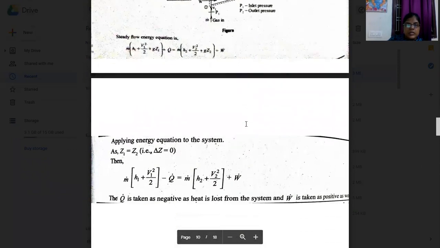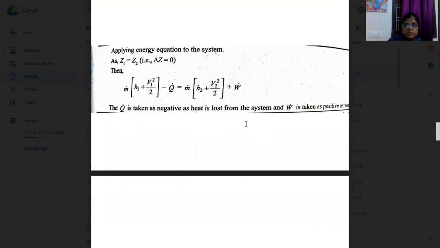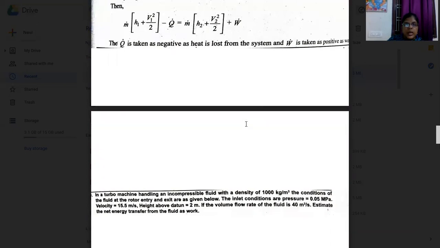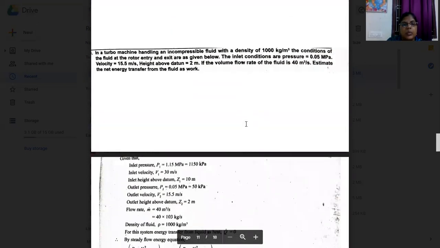The work equation we got for the turbine is the same for the compressor also. Next, we look at some problems. In a turbo machine handling an incompressible fluid with a density of 1000 kg per meter cube, the conditions of the fluid at the rotor entry and exit are as given below.